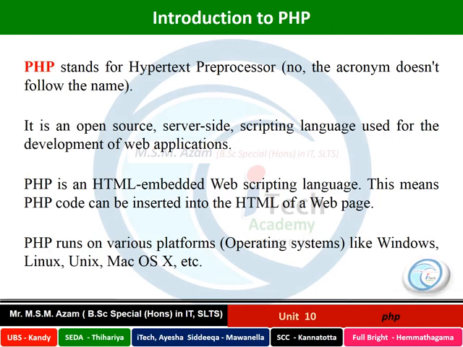PHP got popular due to two important reasons. They are: PHP is an open source software. Second one, it's a server-side language. We know there are two different categories of scripting languages: server-side scripting languages and client-side scripting languages. PHP is a type of server-side scripting language.